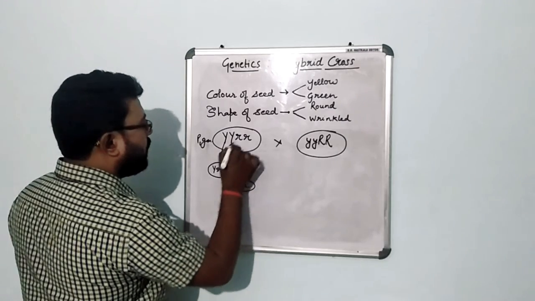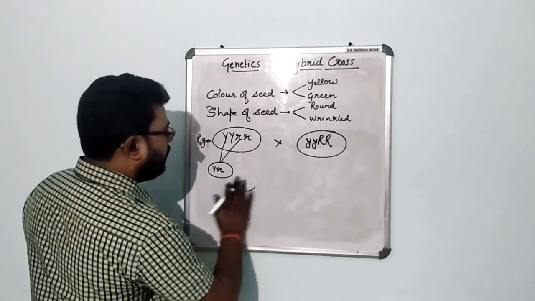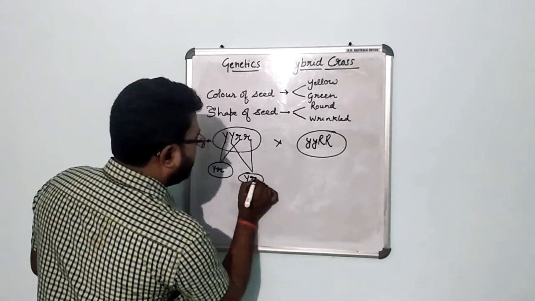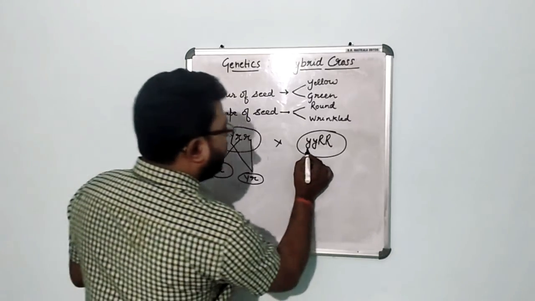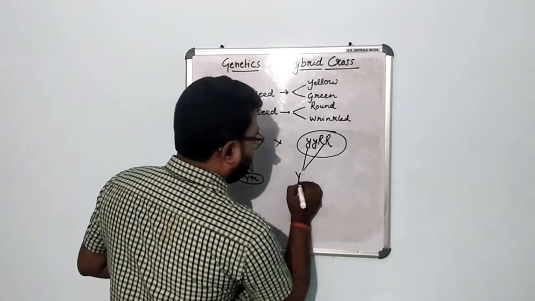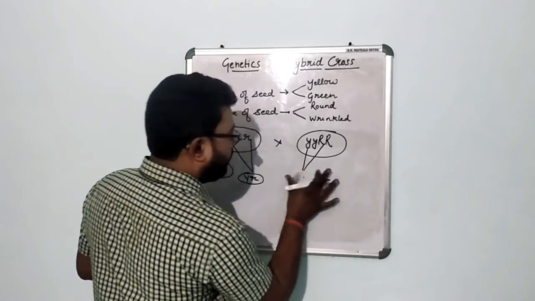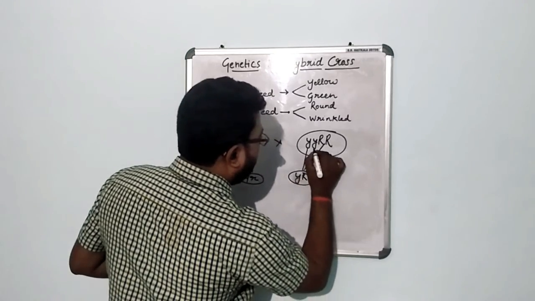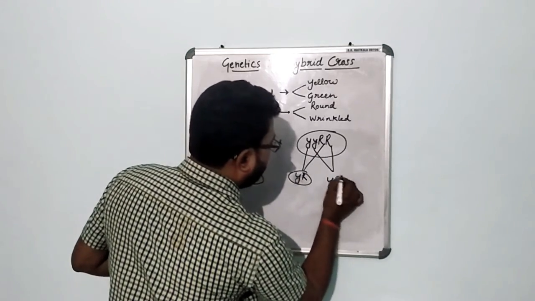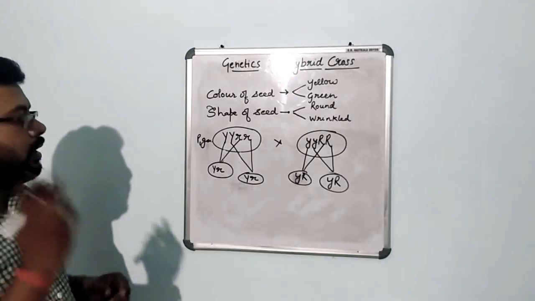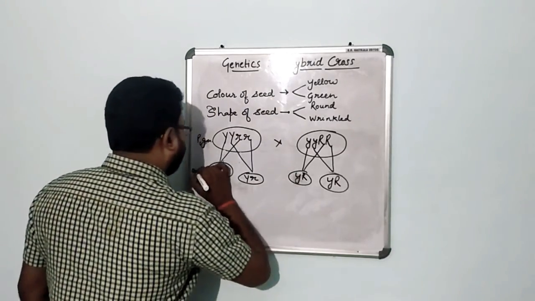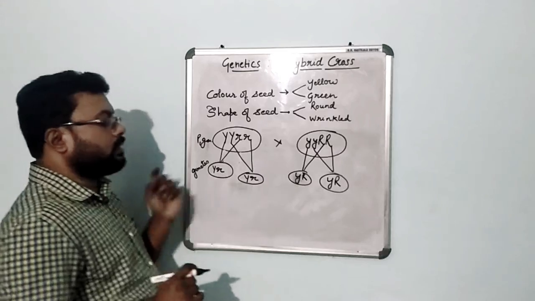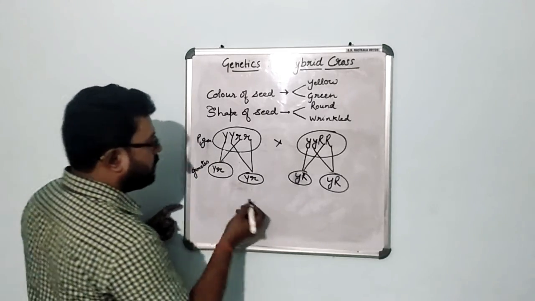So over here this, and then again this and this, that is capital Y and small r. Fine. Now similarly here also it is small y and capital R, that means green and round, and here also small y and capital R, that is green and round, right? So these are what? These are the gametes. You have to write down the gametes because the crossing is done between the gametes. So now let us just do the crossing.